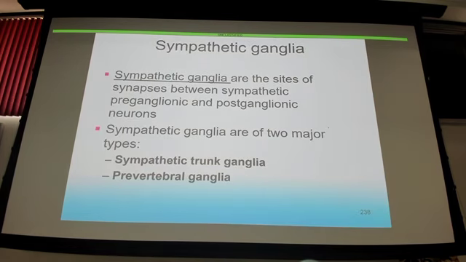So where it's going, when it goes through that white rami, is the sympathetic trunk ganglion. Now, in the sympathetic system, we have two groups of ganglia. There is the sympathetic trunk, or what's sometimes called the paravertebral ganglia. I like that name better. And then prevertebral ganglia. Because they use prevertebral, I would rather they say paravertebral.